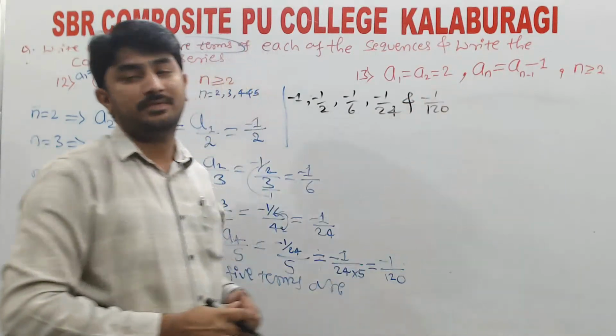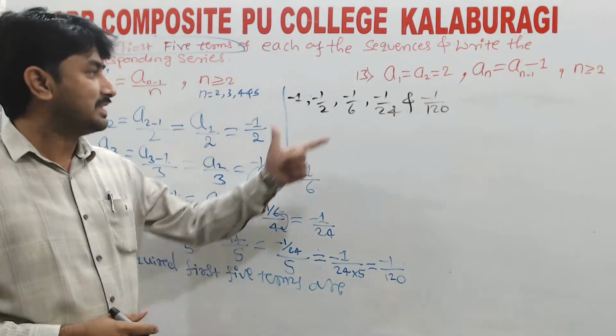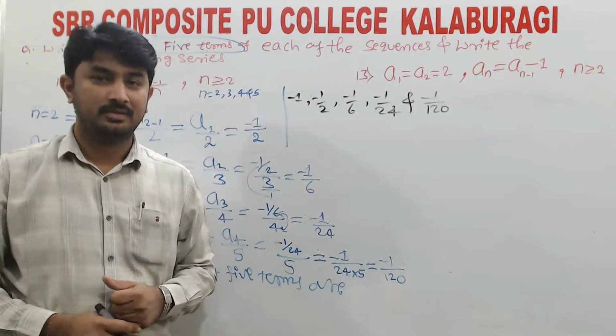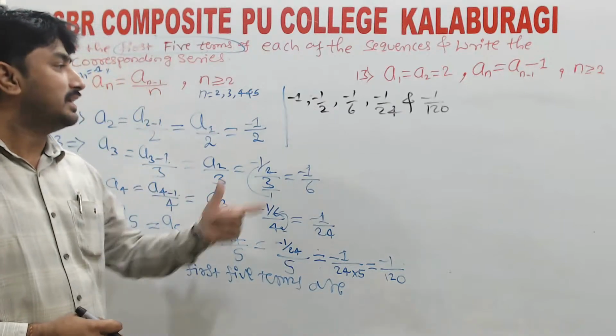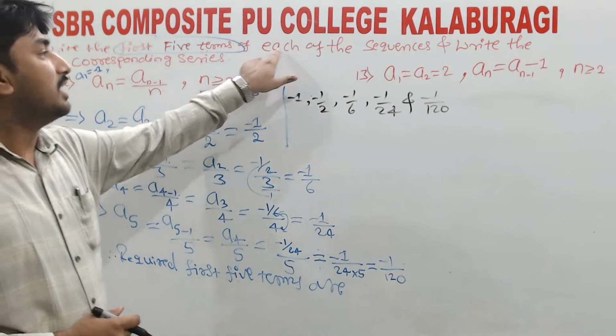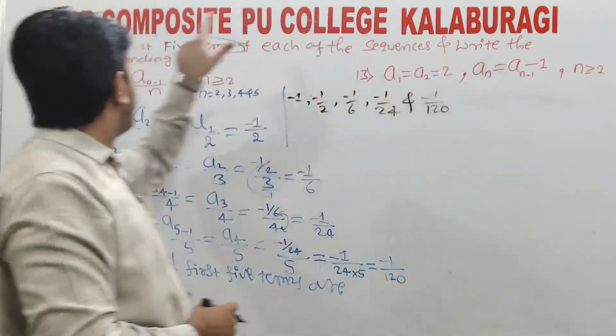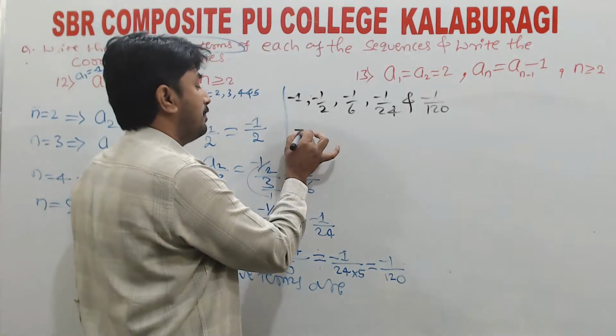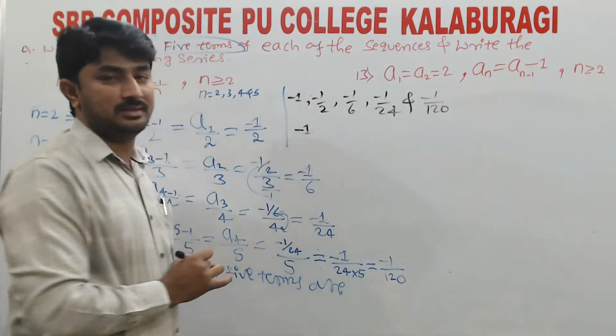Last means it is the fifth term value. It is the required first five terms. And also we write its sum of series. It means I also write the corresponding series. It means I am taking minus 1 as it is.